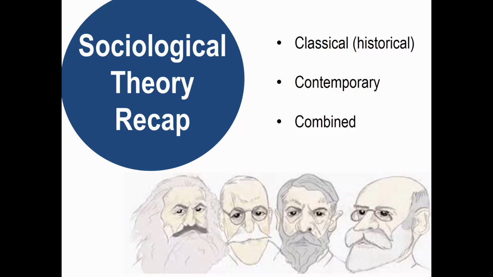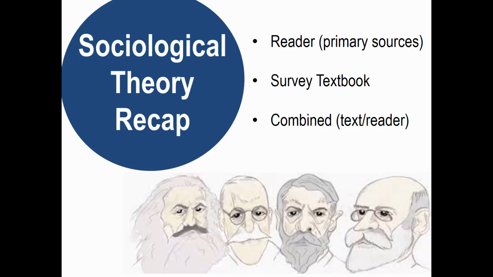Professors teach this course in one of three ways. They may focus on classical sociological theory, or the most foundational historical theorists, or they will focus on contemporary sociological theory, or they could do a combination of both. Professors will also use one of three different types of books: a reader, typically in the form of a collection of primary sources, a traditional survey textbook, or a combination of both, or a text reader.